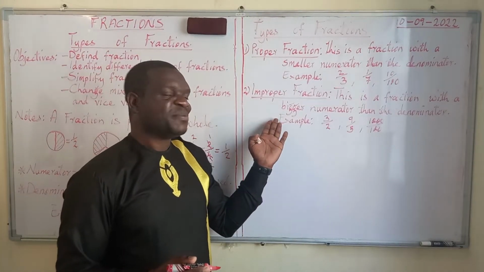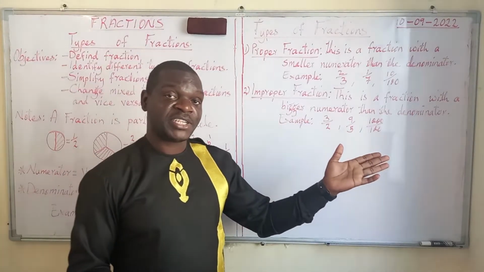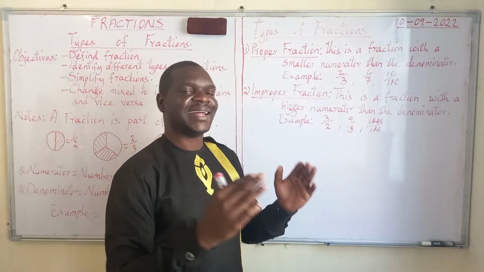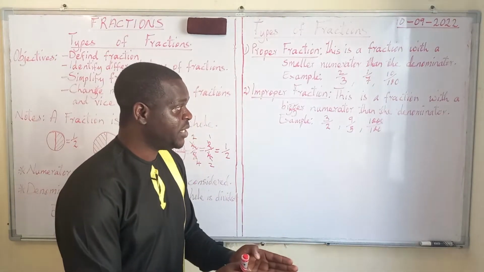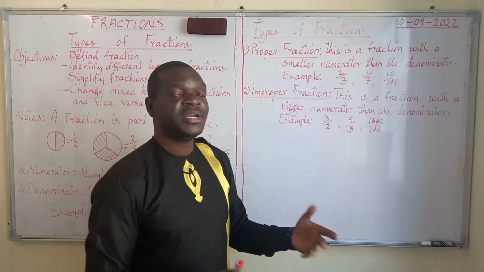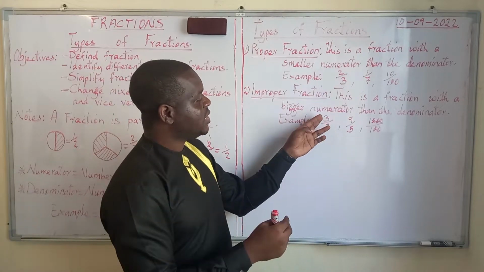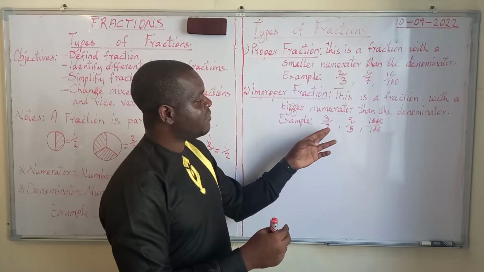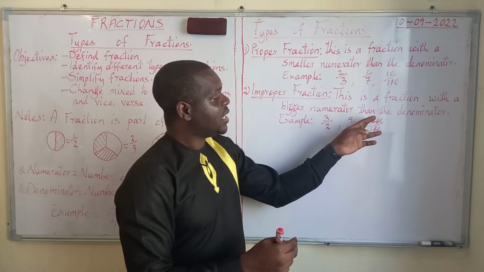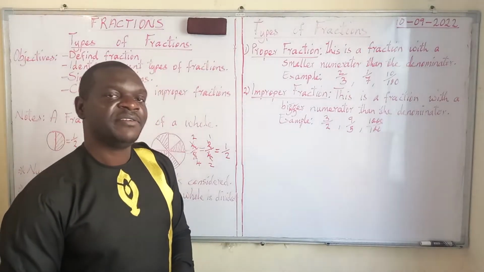The second type of fraction here is the improper fraction. With an improper fraction, the numerator, or the number above, is bigger than the number below, the denominator. So a fraction with a bigger numerator than the denominator is called an improper fraction. And here are some examples. 3 is bigger than 2, so this is an improper fraction. 9 all over 5 is an improper fraction, and 1000 on 100 is an improper fraction.